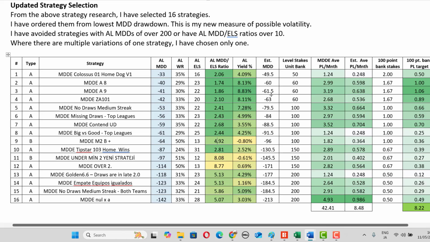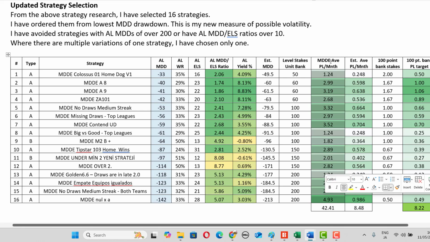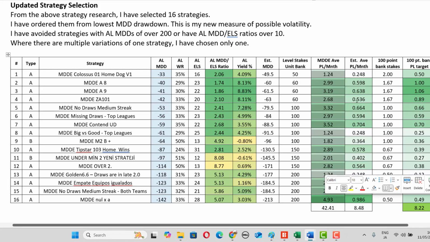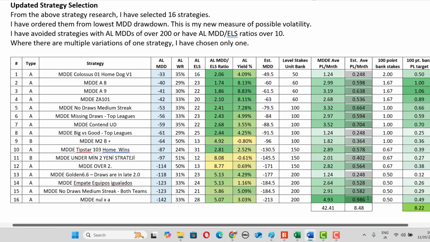And how much profit can we expect? Well, I've taken the average profit from the MDDE results from the research period. I've taken 20% of that value, and that's what I'm aiming for. So even though it says we might get 42 points, I'm expecting 8.48 points. So I'm being quite conservative about this. I'm hoping for 50%, but I'm planning for 20%. So if we're planning on that 20% level, we're still hoping for about 8 points of profit per month.